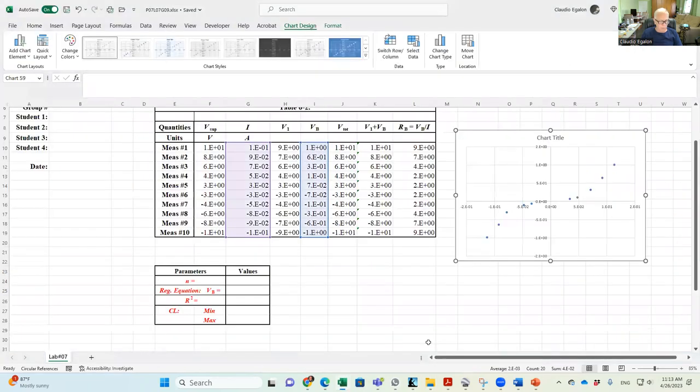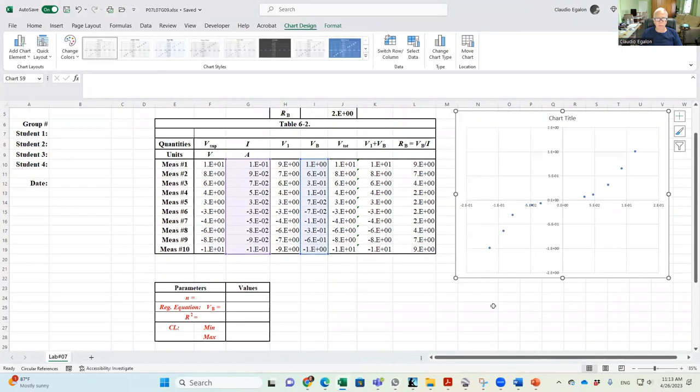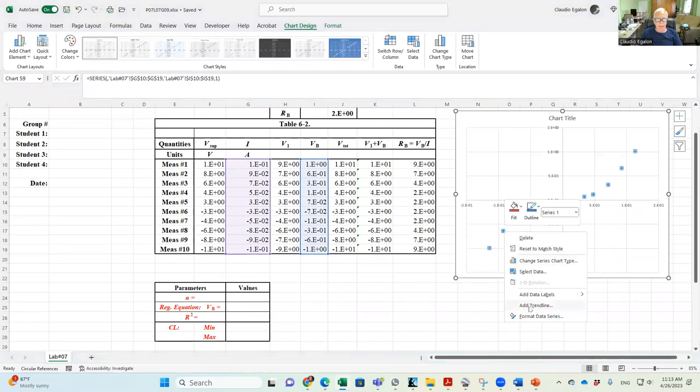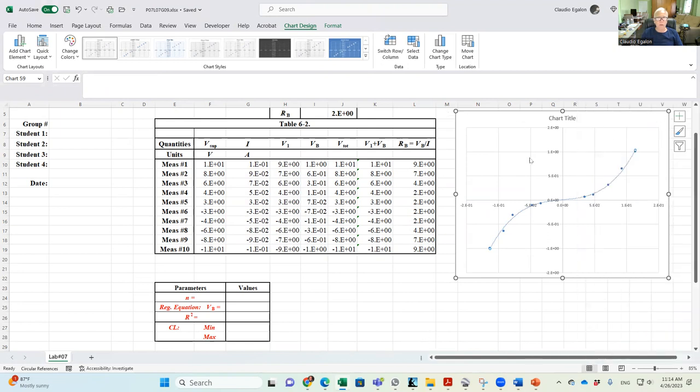So do you know how to do that, by the way? Do you folks know how to get the regression equation? It's the same way you do for the linear equation: highlight the data points, right click, add trend line, but now you go to polynomial and increase the order to 3. Okay, here you go. Oh, I forgot to display the equation. But that's how you do it.